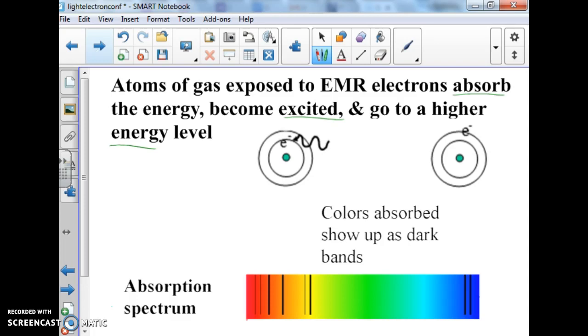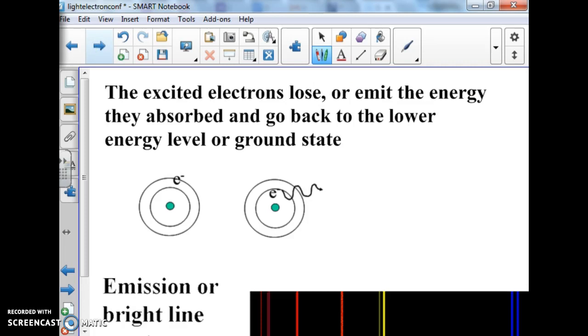So these electrons gain energy, and in the case of the example I was showing you, from the electricity I was pouring through them, they jump up, they become excited, they gain or absorb energy, and go to a higher energy level. Right? But they can't stay up there forever. Eventually they're going to lose that energy. They're going to fall back down.